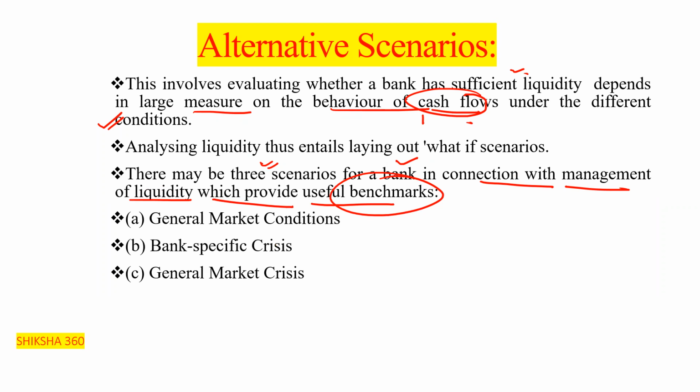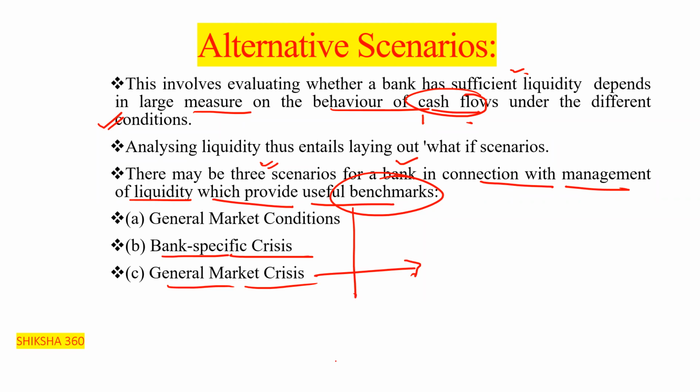First one is the general market condition, second one is the bank specific crisis, and third one is the general market crisis.